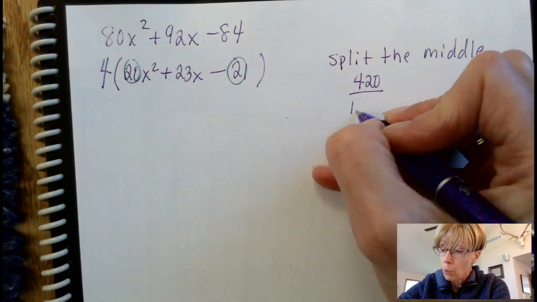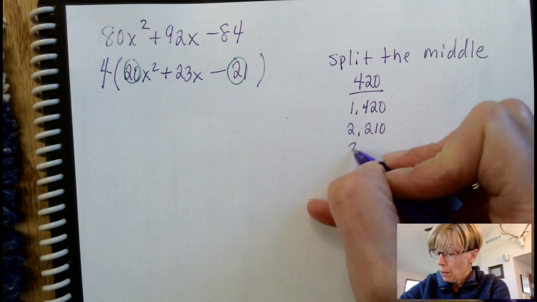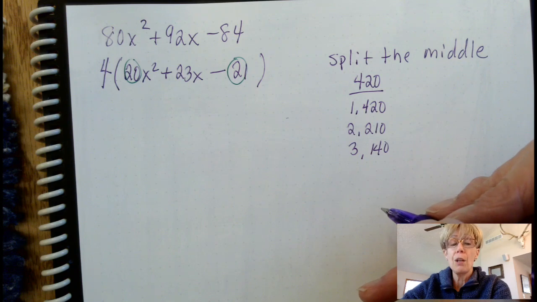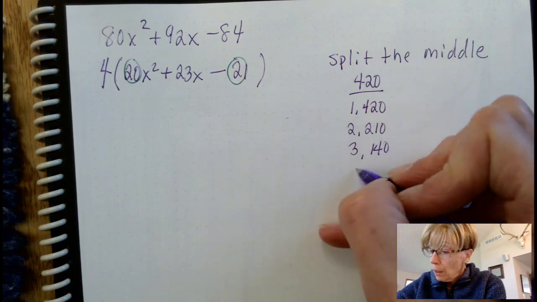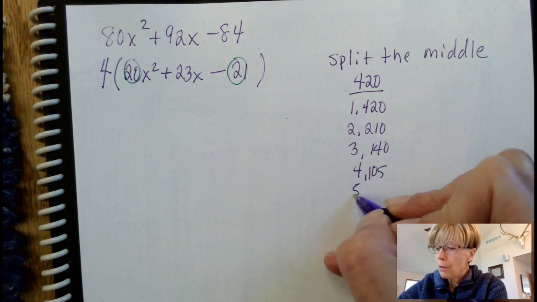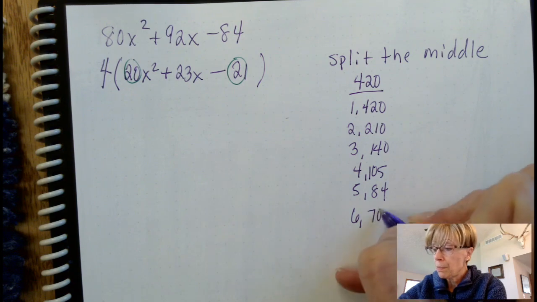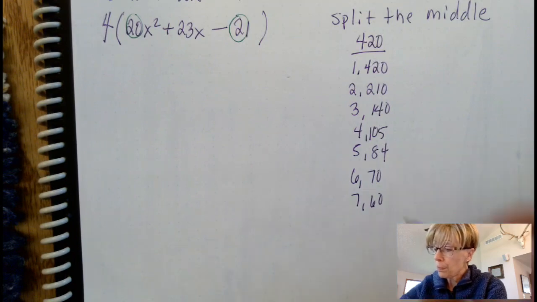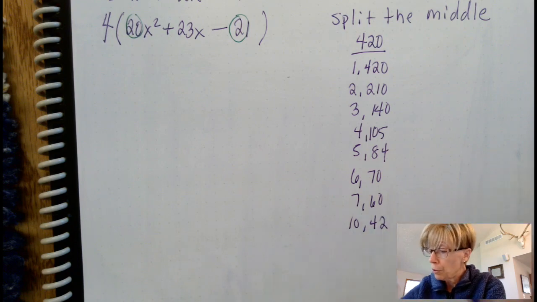4 times 105, 5 times 84, 6 times 70, 7 times 60. 8 doesn't go in there, 9 doesn't go in there, 10 and 42. 420 divided by 11 doesn't come out evenly, but 12 and 35 does. In fact, there's even at least one more factor. Actually, 2 that I can think of. I think 14 goes in there, and I think 15 goes in there. But anyway, 35 and 12.